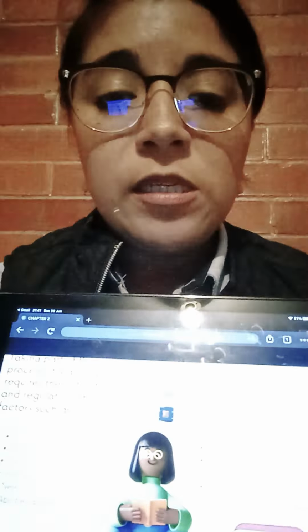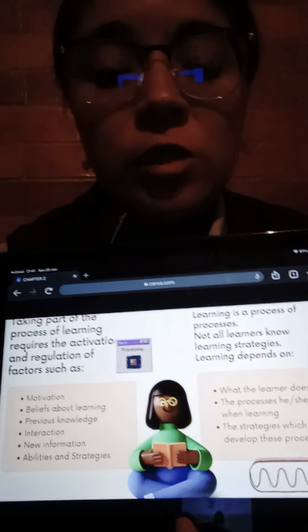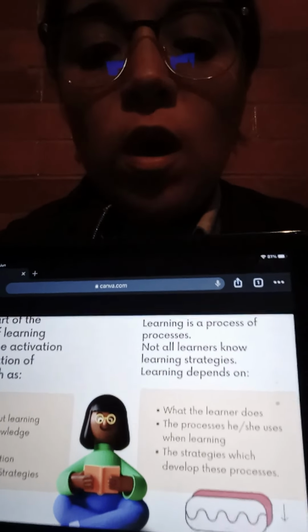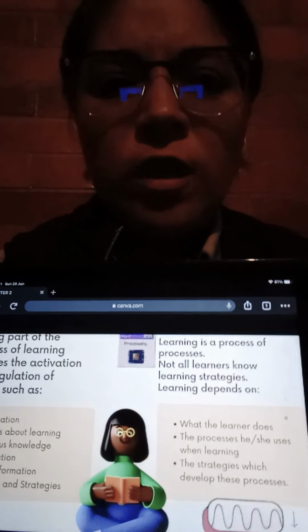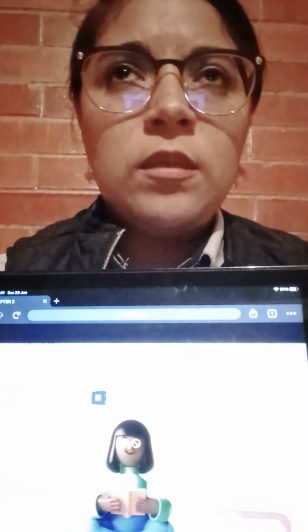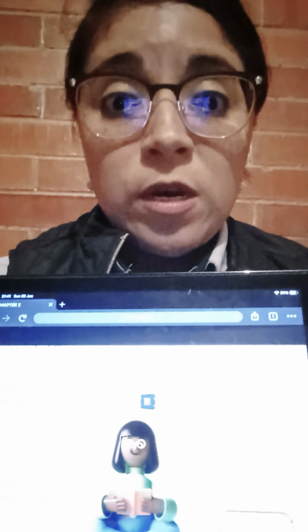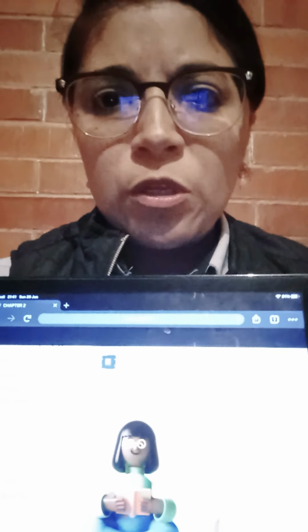Not all learners know learning strategies. That's something that is real. Some students don't really know what or how to learn properly. How can they? What can they do? Resumes. What debates? What are the strategies that they can do to learn?